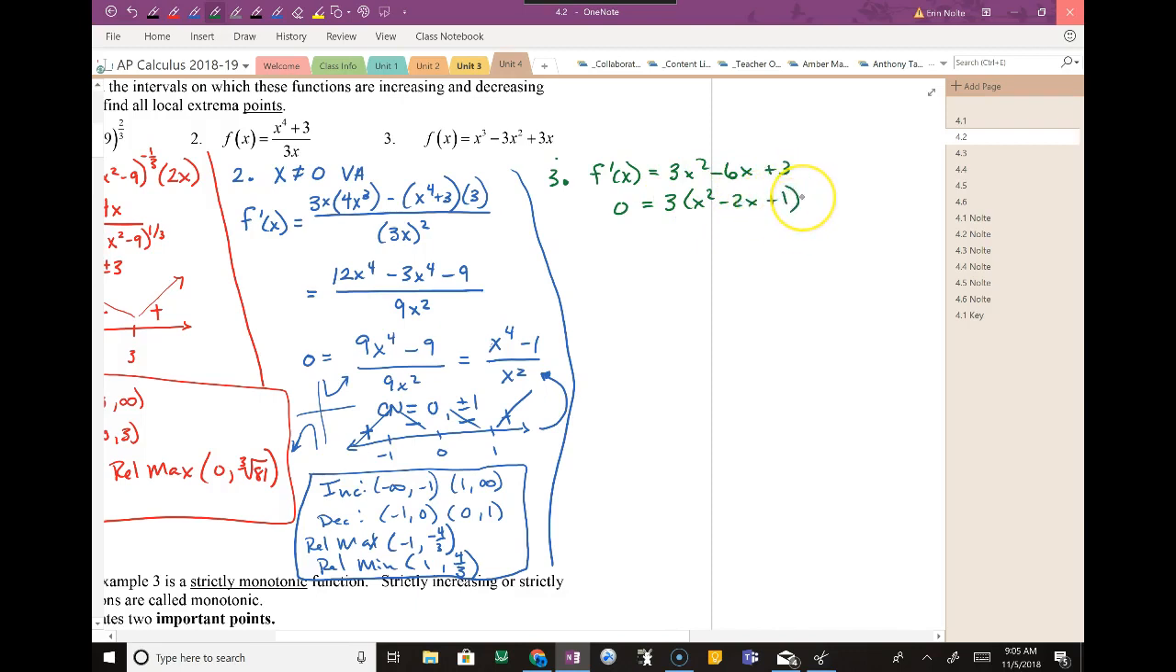Plus 1. So the 3 goes away because it's set equal to 0. What two numbers multiply to 1 and add to -2? -1 and -1, so I can say (x - 1) squared. So I end up with 1 critical value. What is my 1 critical value?